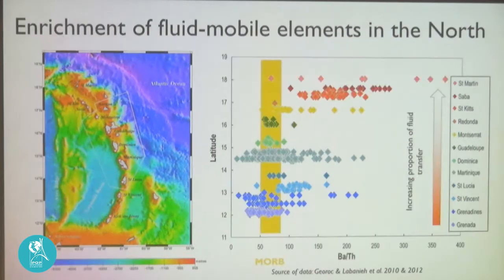If I take now my fluid mobility criteria, then we see there is a big range in the north, quite a big range here, in fact, a lot less in the south. So it's consistent: fluid transfer in the north, sediment melting in the south of the arc. So the way the elements move varies depending on where you are on the arc.